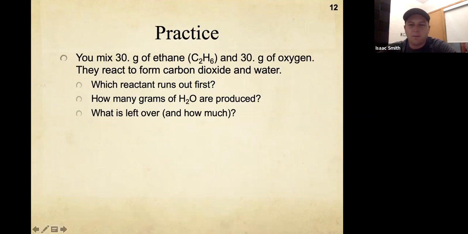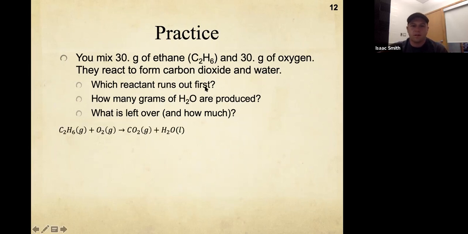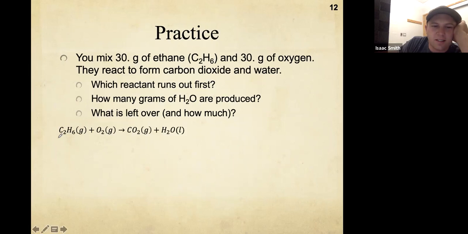All right, go ahead and pause the video and see if you can do this practice problem here. Okay, let's go over it. So the question says you mix 30 grams of ethane and 30 grams of oxygen. They react to form carbon dioxide and water. Which reactant runs out first? So this is basically saying which is the limiting reactant. So we have ethane and oxygen together producing carbon dioxide and water.